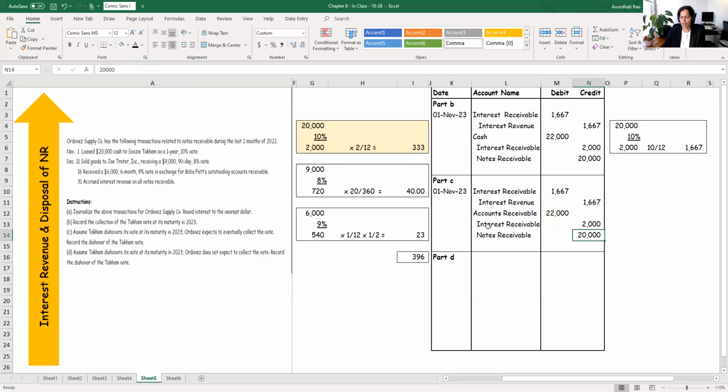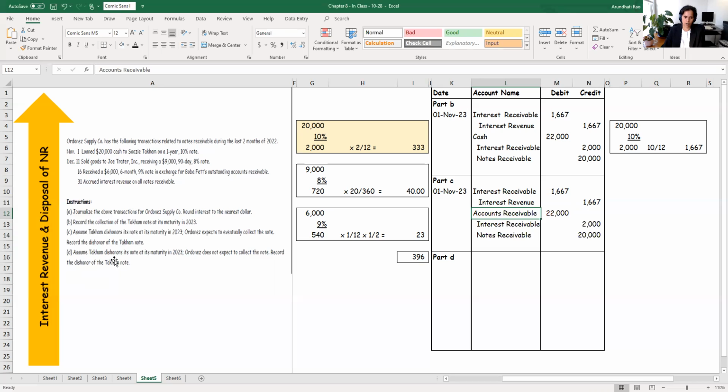So what I've essentially done over here is these two receivables that I have in my books, I'm replacing them with an accounts receivable. It's no longer notes receivable, no longer an interest receivable. I'll bring it back as an accounts receivable. I'll hope and pray that they're going to pay me the $22,000, the original 20 plus the $2,000 interest. Okay, let's take a look at part D.